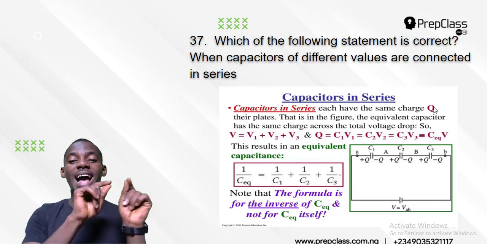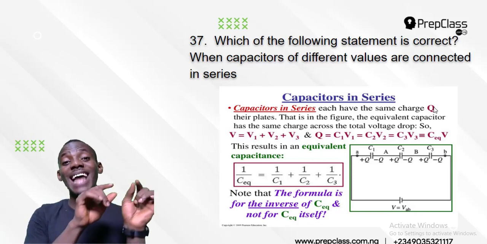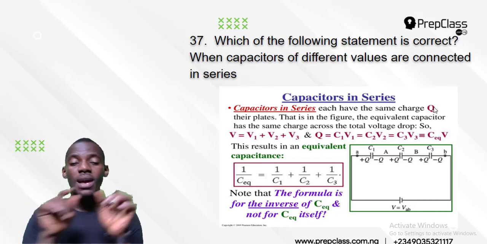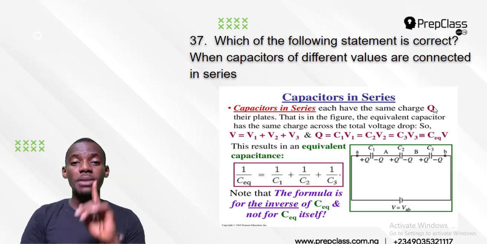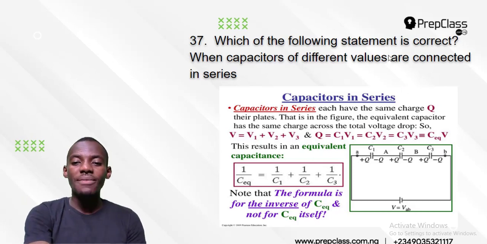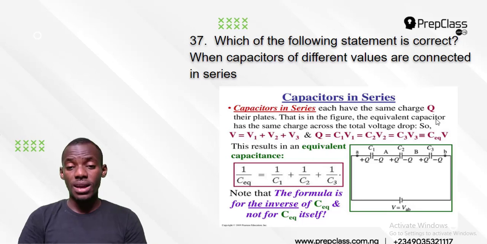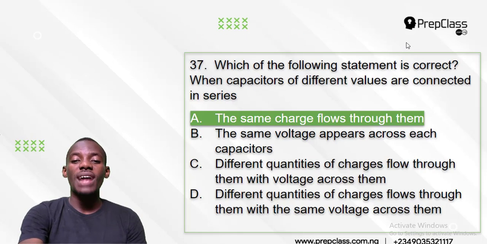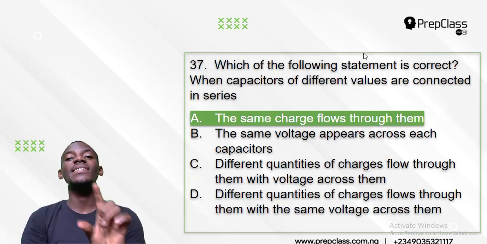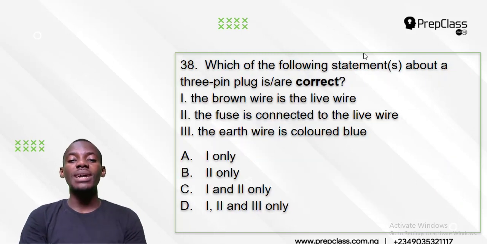Their charge will also be the same. The current of anything flowing in series will be the same, just as the charge will be the same, except the voltage will not be the same. So it will have different voltages, like you have it here: V1 plus V2 plus V3 equals V, and Q equals C1V1 equals C2V2 equals C3V3, and so on. So that is the law. We have that the same charge flows through them. Option A is the correct answer, because in series, just as the same current flows through them, the same charge flows through them.